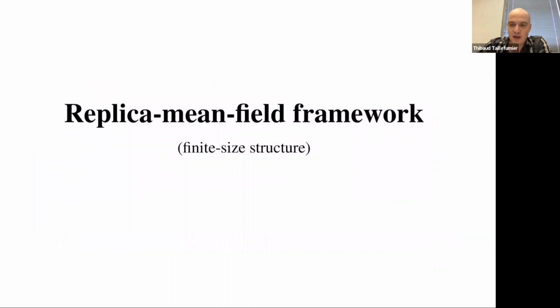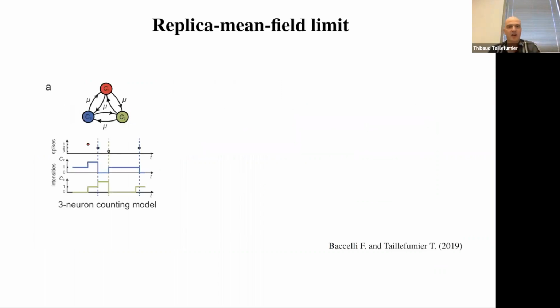Now I'm going to switch to what method we propose to attack this problem, and we call that the Replica-mean-field framework. Just remember that the goal is to preserve the finite size structure of the network, so that the mu dependence. I'm just going to introduce this Replica-mean-field limit on the same toy model. So here's our original counting model with its trajectory, and now we're going to make a replica model of this. As the name indicates, I'm going to basically make many copies of that network.